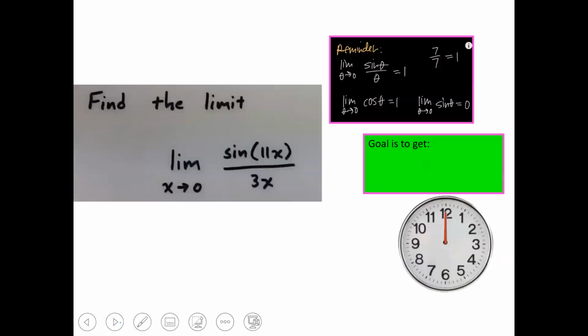Take a look at this one here. Pause the video, give it a try yourself. All right, so my next question is, what is my goal? Which one of these 3 am I going to use? My goal is to get sine 11x over 11x, because as a limit x approaches 0, this entire thing becomes a 1.